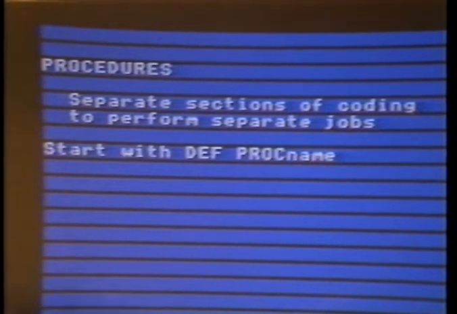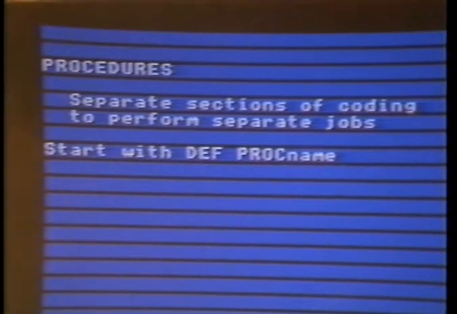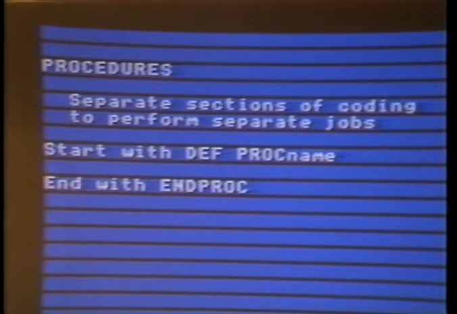The very first line of a procedure defines the procedure. DEF PROC name: define the procedure, and where I have "name" in small letters, you can put the name of your procedure, whatever you decide to call it. At the end of the procedure, we have a line that says END PROC, and this tells BASIC that's the end of the procedure.